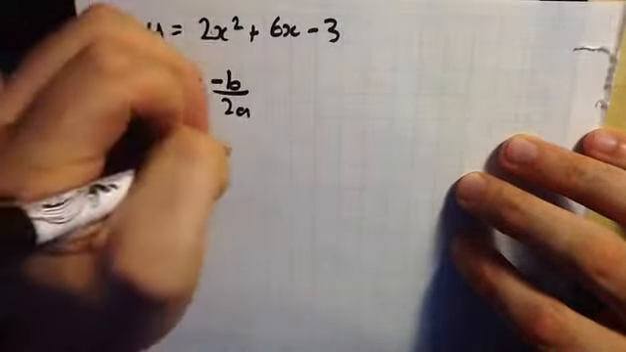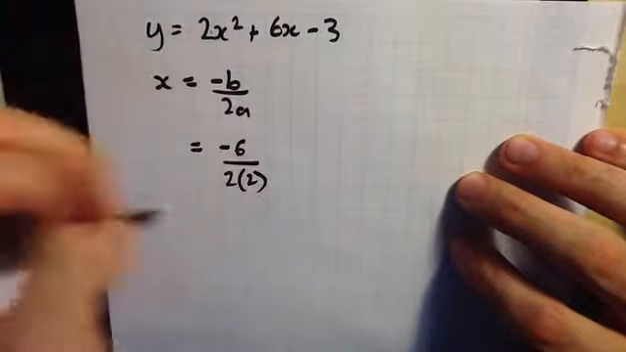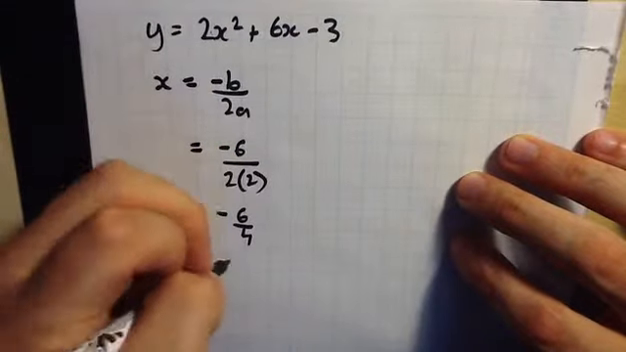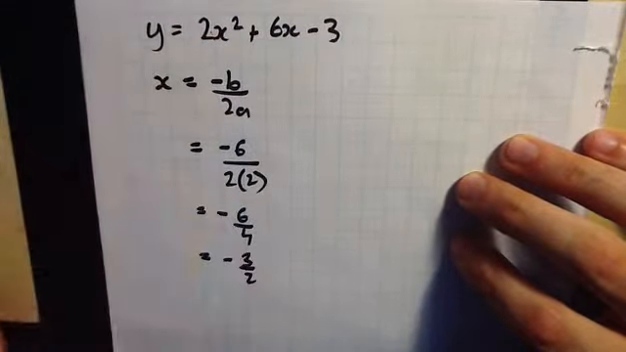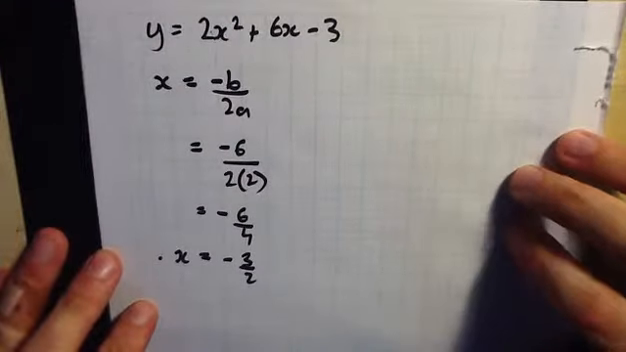Therefore b is 6, so it's negative 6 over 2 times a, which is 2. So negative 6 on 4, which is negative 3 on 2. So the equation of the axis of symmetry is x equals negative 3 on 2. Next, I can get the coordinates of the vertex.